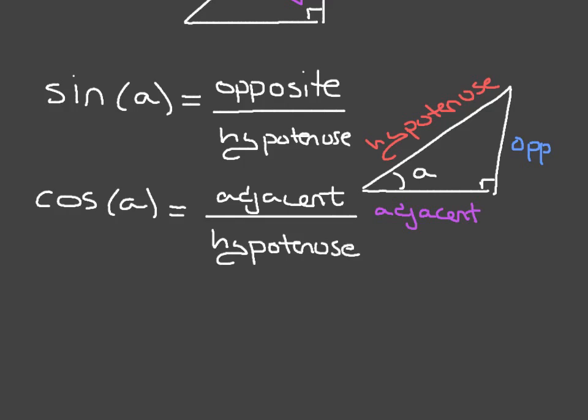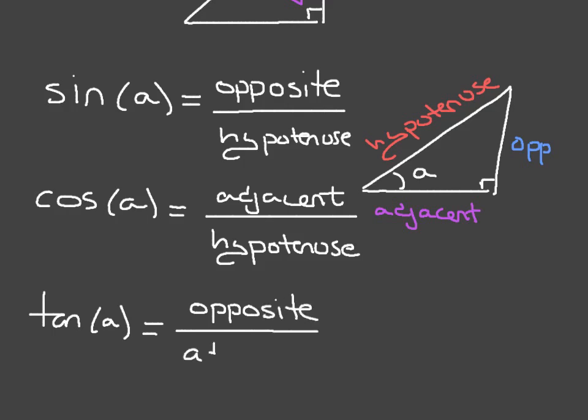And last but not least, we define the tangent of the angle A as being equal to the opposite side length, the side length which is opposite the angle A, divided by the side length which is adjacent to angle A. So that's tan of A is equal to opposite divided by adjacent.